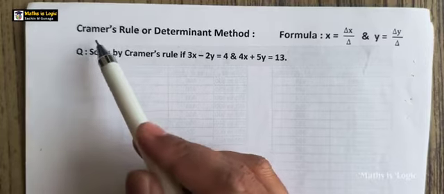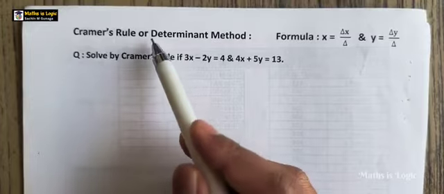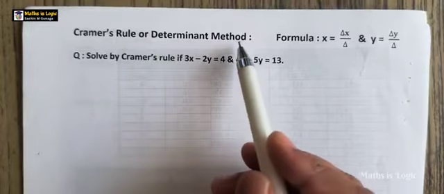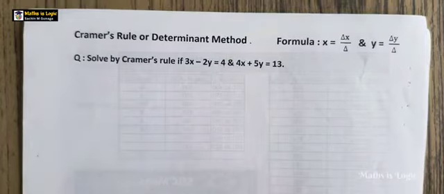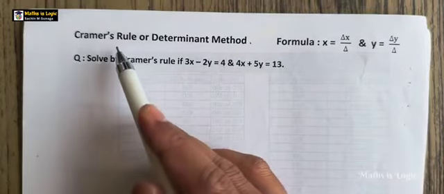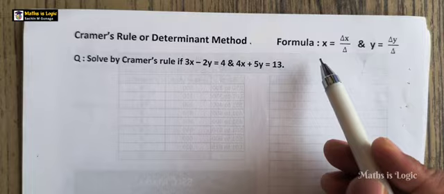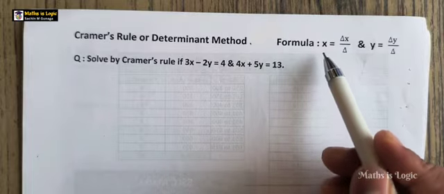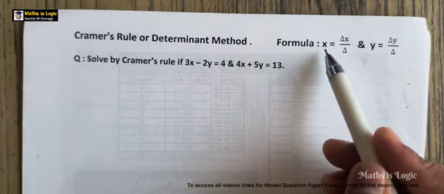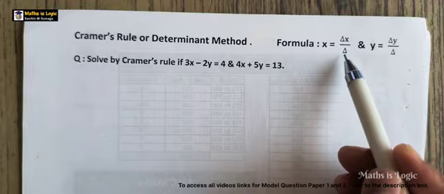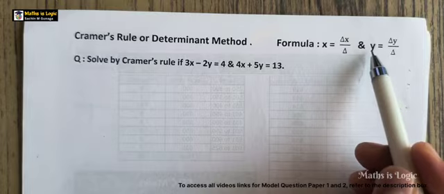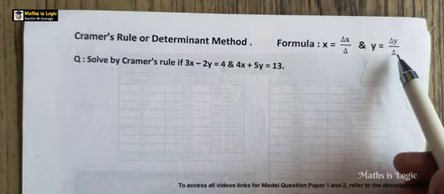Next part, Cramer's rule, also called the determinant method. By using Cramer's rule, we need to remember the formula. What is the Cramer's rule formula to find the value of x? Delta x divided by delta, and the y formula is delta y divided by delta.